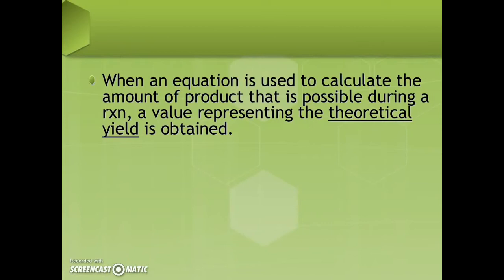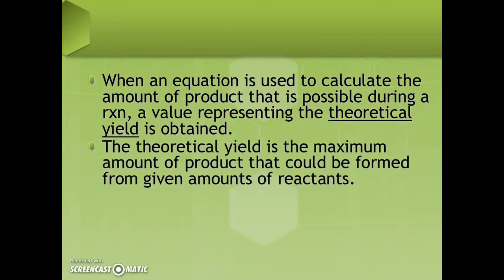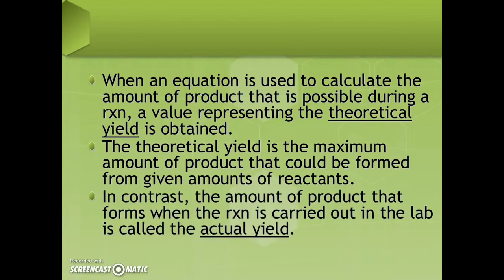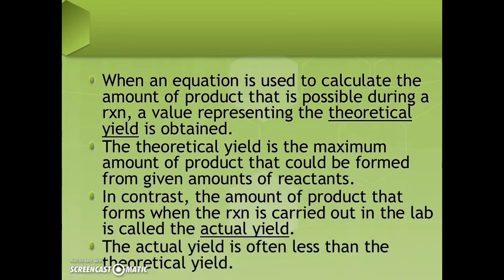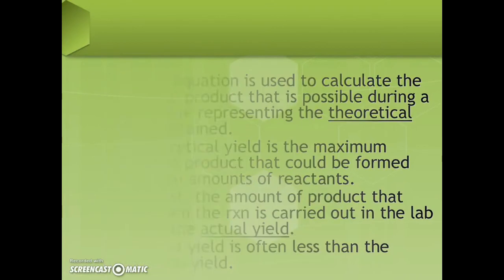Okay, so we talk about a theoretical yield. That's the maximum amount of product that could be formed from a given amount of reactants. The amount of product that we collect is what's called the actual yield. And typically, the actual yield is less than the theoretical yield. Not always, but it often is.